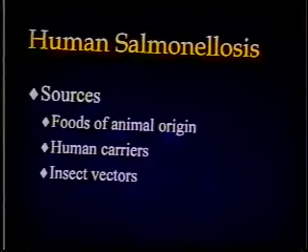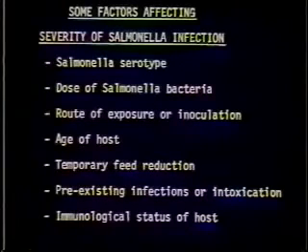Salmonellosis, caused by members of the genus Salmonella, is primarily an infection of humans that is associated with foods of animal origin. There can be human carriers, but this is not zoonotic, and it is occasionally associated with insects, but primarily with those foods associated with animals, particularly poultry.